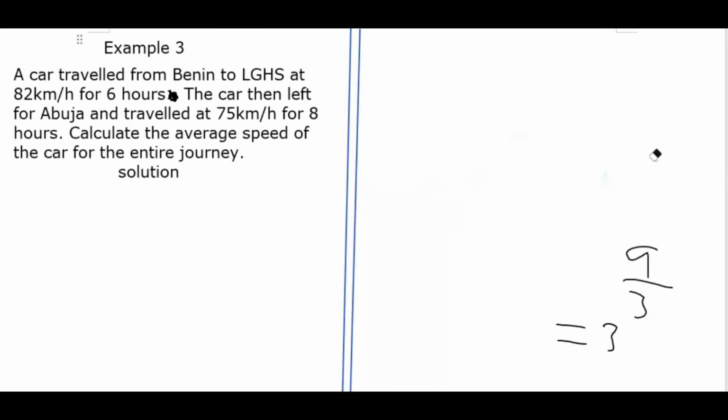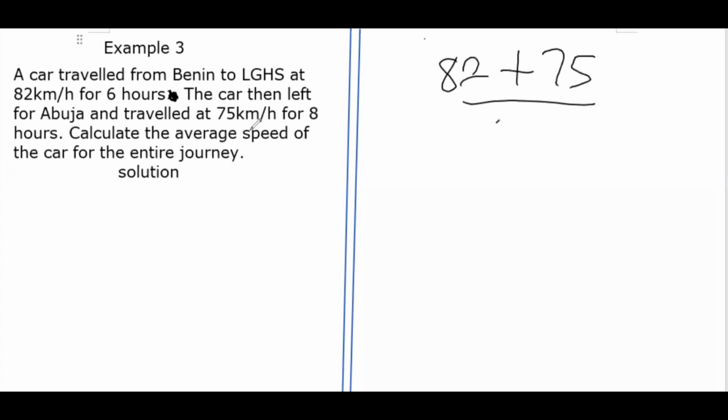But in the case of speed, you must not do that, because they ask you to find the average speed. And you now say, after all, the speed of the car from Benin to IGCSE is 82 km/h, and the speed from IGCSE to Abuja is 75. You now say 82 plus 75 divided by 2. This is wrong. This is wrong.